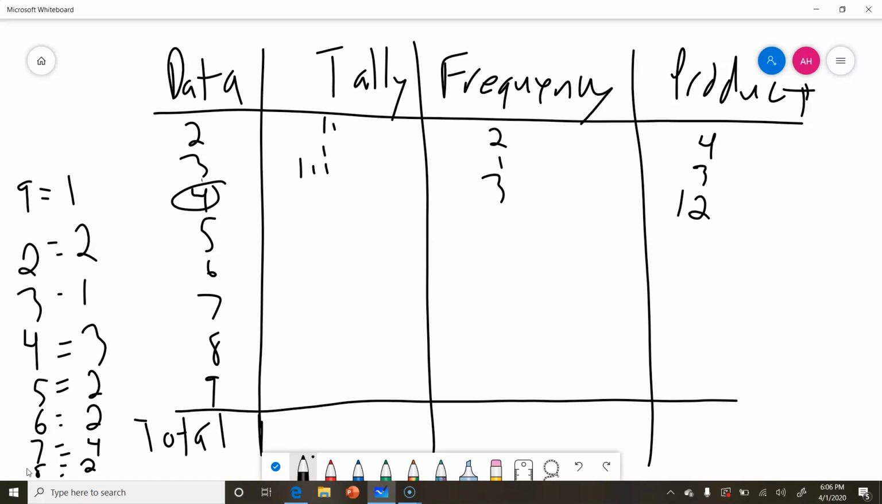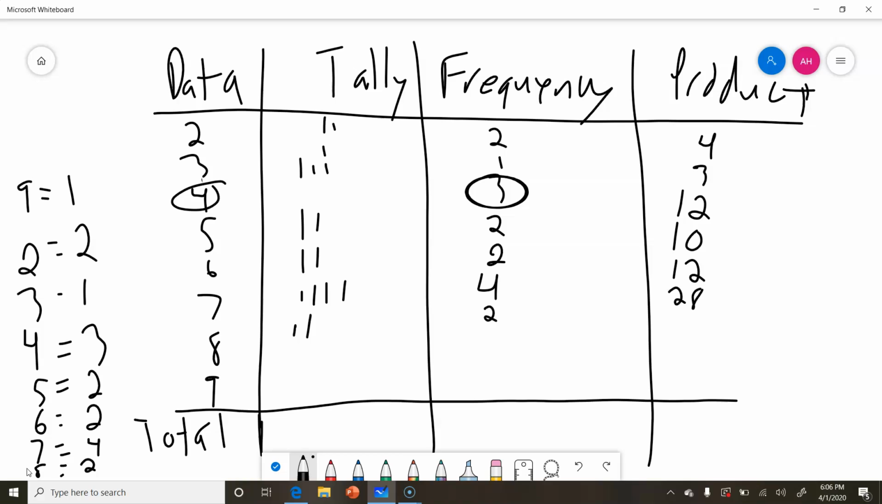Did everybody see that? This 4 times this 3. Then the 5s, we had 2 of them. 2 times 5 is 10. For the 6s, we again had 2 of them. 2 times 6 is 12. For the 7s, we had 4 of them, which is 28. For the 8s, we had 2, which is 16. For the 9s, we had 1, which is 9.